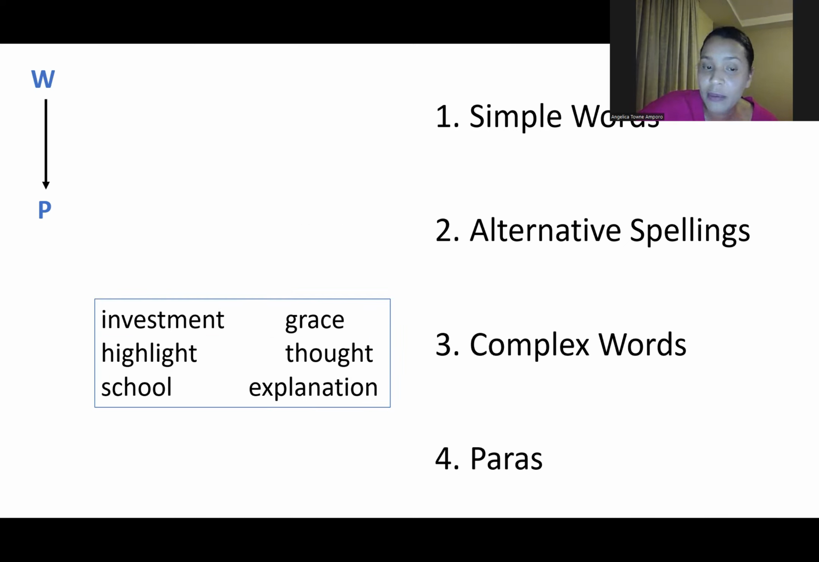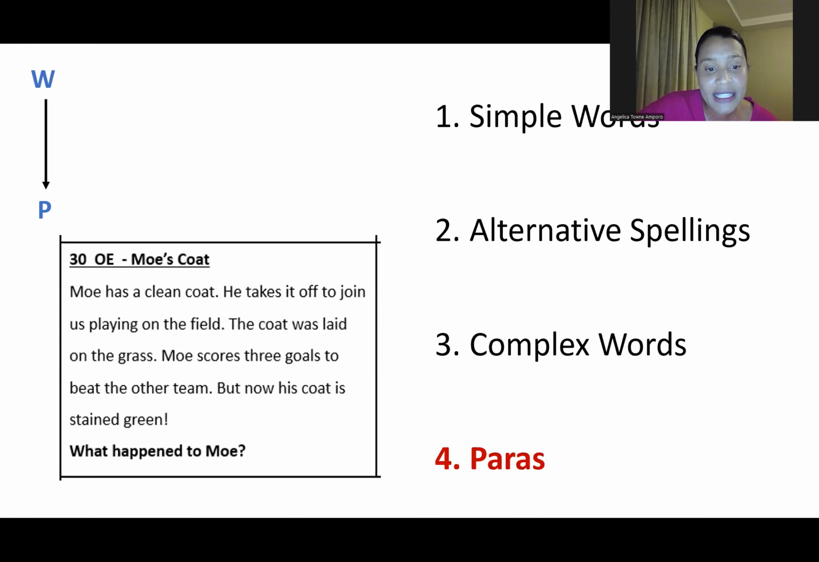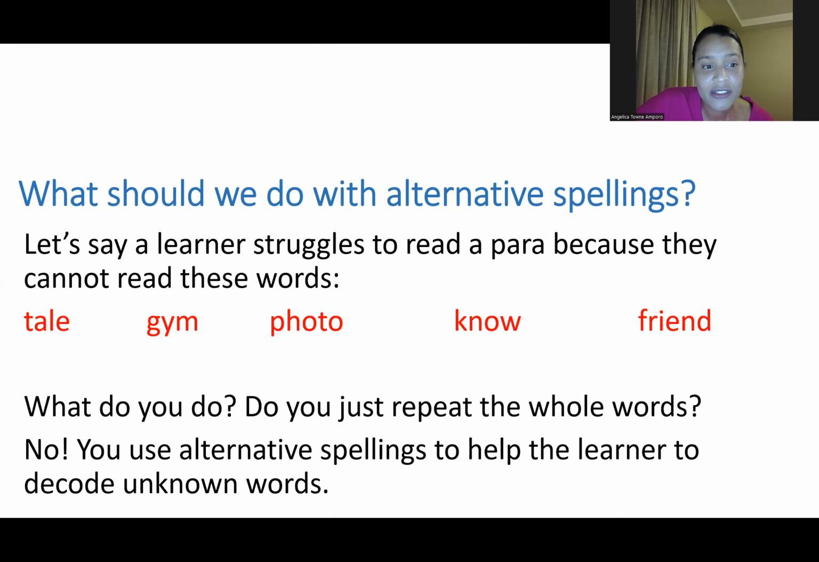You also want them to be able to have some practice blending longer words like investment and highlight and explanation, things that come up quite often. And then they can read paras. They can read paras that have these words, right? Paragraphs that have these special sounds and these longer words.